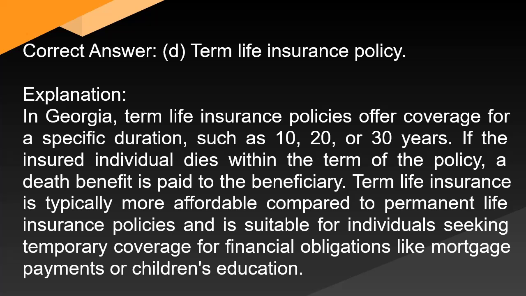Correct answer. D. Term life insurance policy. Explanation. In Georgia, term life insurance policies offer coverage for a specific duration, such as 10, 20, or 30 years. If the insured individual dies within the term of the policy, a death benefit is paid to the beneficiary. Term life insurance is typically more affordable compared to permanent life insurance policies and is suitable for individuals seeking temporary coverage for financial obligations like mortgage payments or children's education.